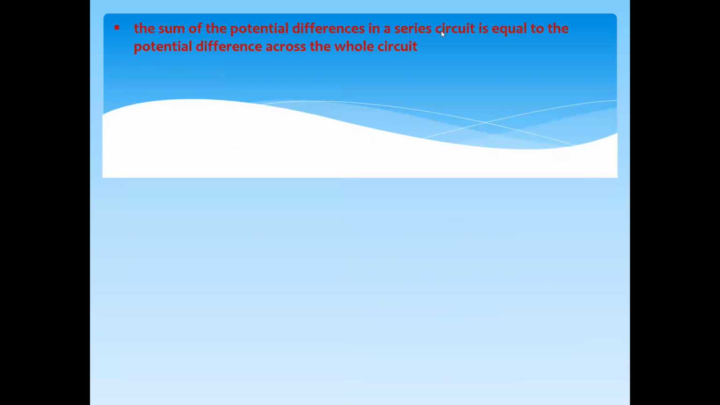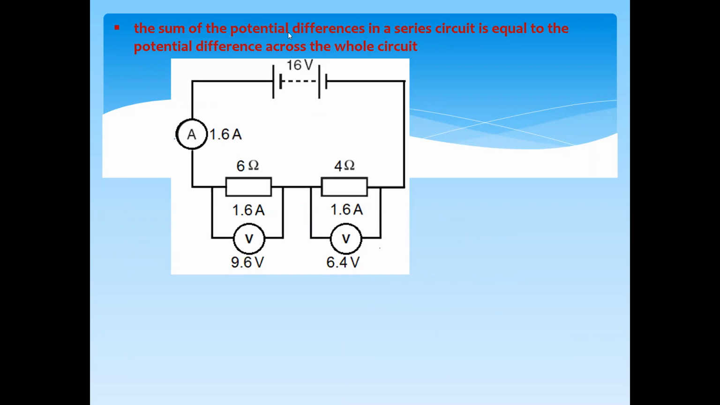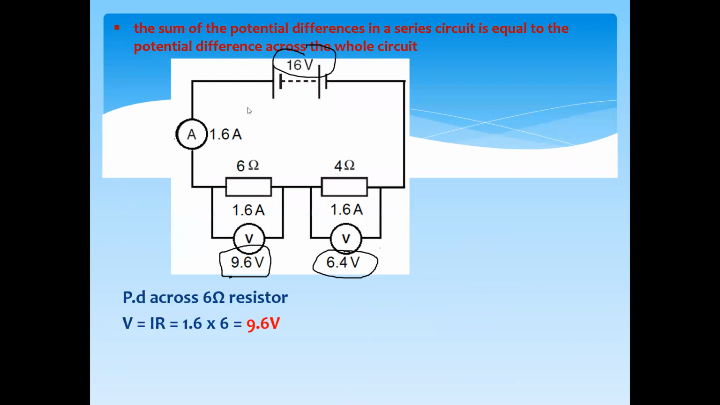The sum of potential differences in a series circuit is equal to the potential difference across the whole circuit. Like if we have a 16 volt supply, if 9.6 volt drops across the first resistor, the remaining 6.4 will be across the second. And how can we find the voltage across each? We know the current, so current multiplied by resistance gives the voltage. So the total EMF is equal to the total potential difference for a series circuit.